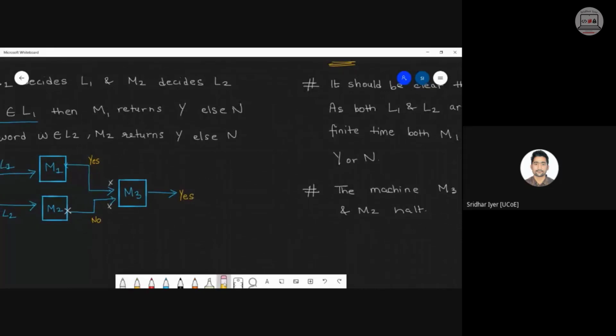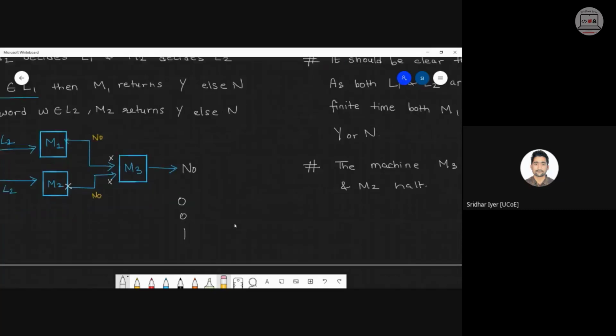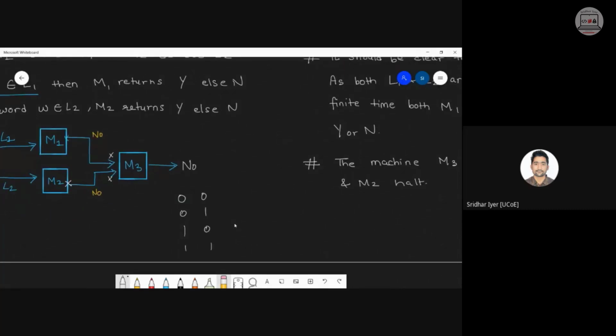But what will be the situation if M1 is also giving output as no? In that case, as we know, in union, only if both the outputs are zeros, or if both the outputs are no, then only the output will be a no. Right? Am I clear? Otherwise, every time it is 1. 0, 0, 1, 1, 0, 1, 0, 1. Let me write it properly. It is basically L1, L2 and L1 union L2. So only this will be 0, everything else will be 1. Basic maths, right? So the same applies over here. If both of them are no, then only the machine will give answer as no. Otherwise, at every instance, it will give an answer as yes.